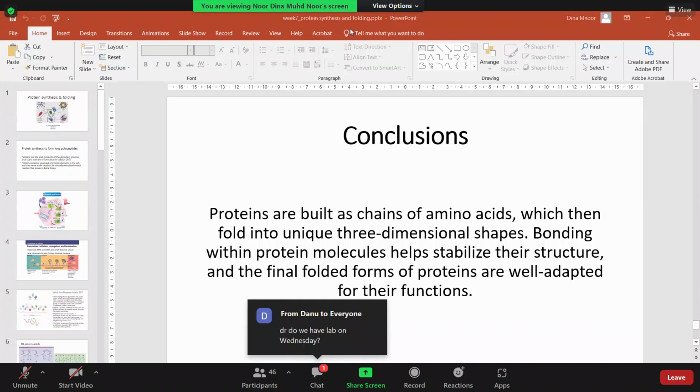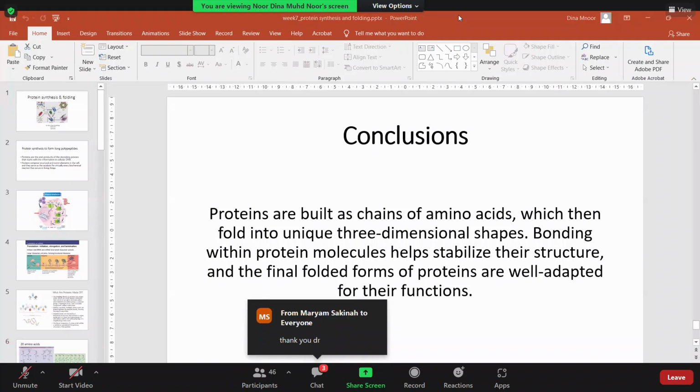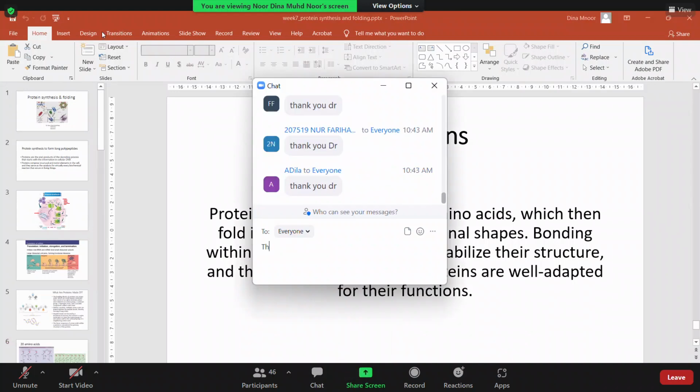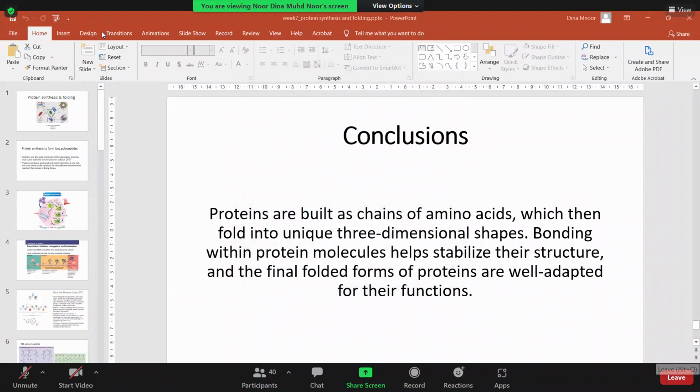We don't have lab on Wednesday, so the labs are finished. But I am going to give you an assignment to replace the lab practical session. If no more questions, enjoy your day. Selamat Hari Raya, don't celebrate too much. Thank you, Doctor.